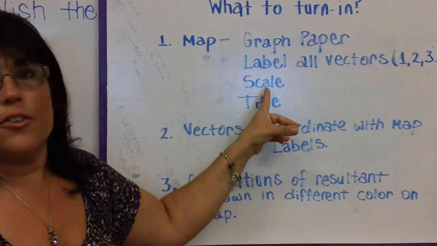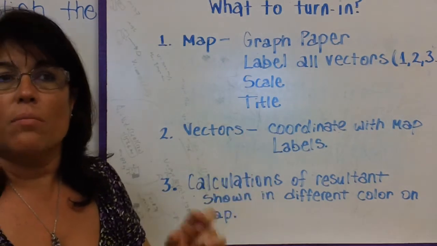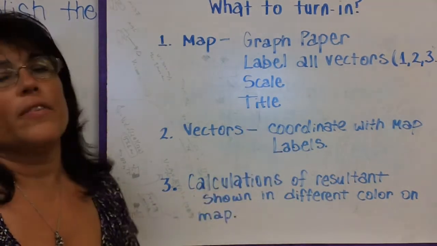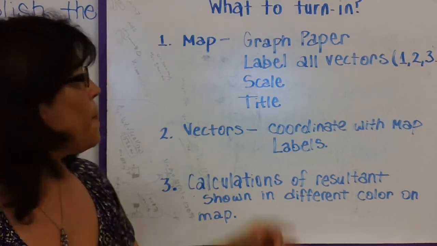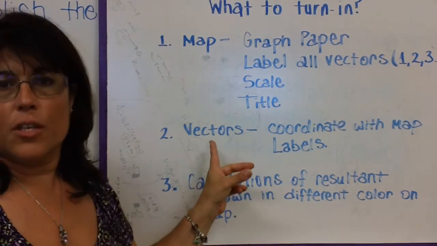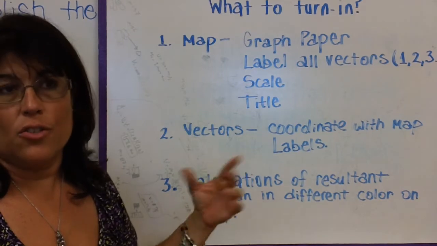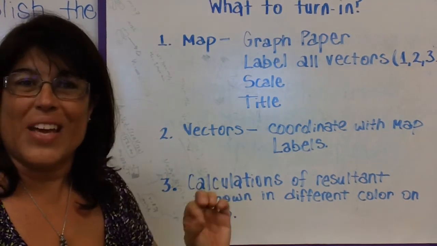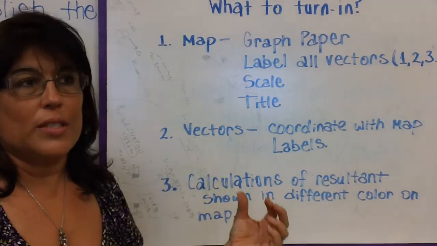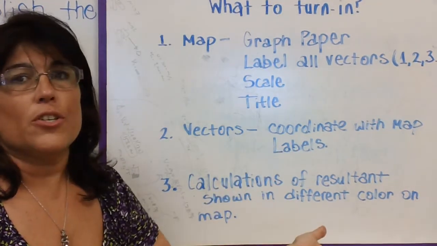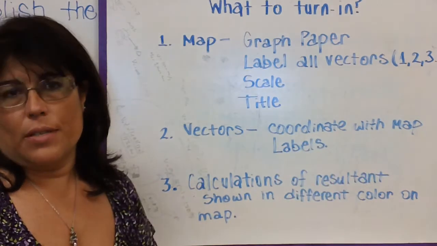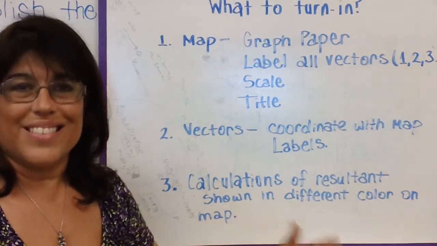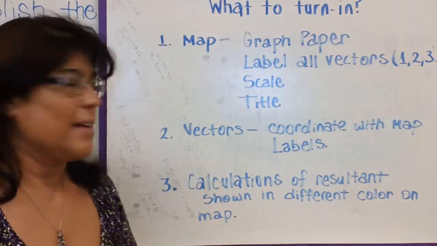Make sure that you set your scale. Tell me that 1 block equals 1 meter, or so on. And make sure that you have a nice title for the graph. Then you're also going to hand in another sheet of paper that labels all your vectors. You're going to have 5 or more. Remember, a vector has a magnitude and a direction. So you're going to say, 10 meters, 45 degrees. Make sure each vector has the magnitude, which is the distance, and the direction, which is the angle.